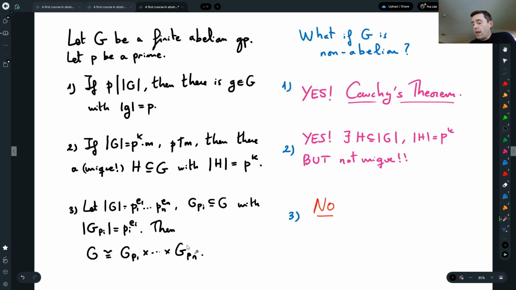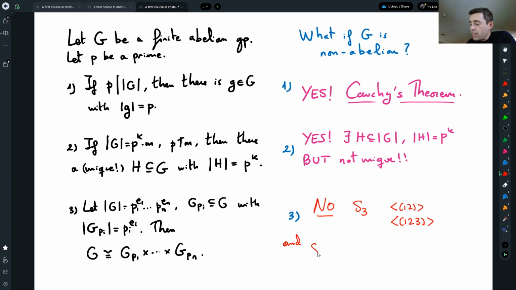in general is not going to be a direct product of those, because, for example, take S3. In S3, we are going to have 2 subgroups. For example, (1 2) generates a group of order 2. The group generated by (1 2 3) is a group of order 3. And S3 is definitely not isomorphic to the direct product of these 2 groups, for a simple reason: this is abelian, this is abelian, so the product would be abelian.